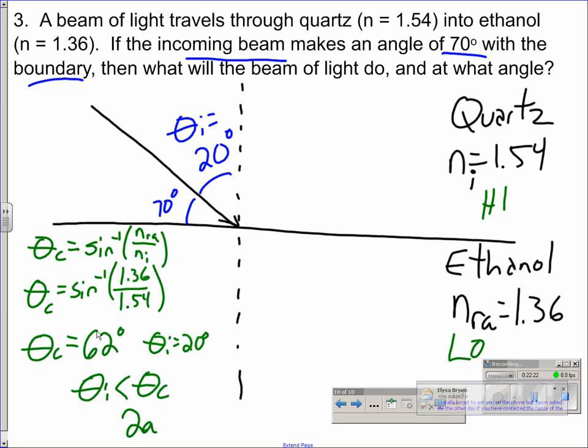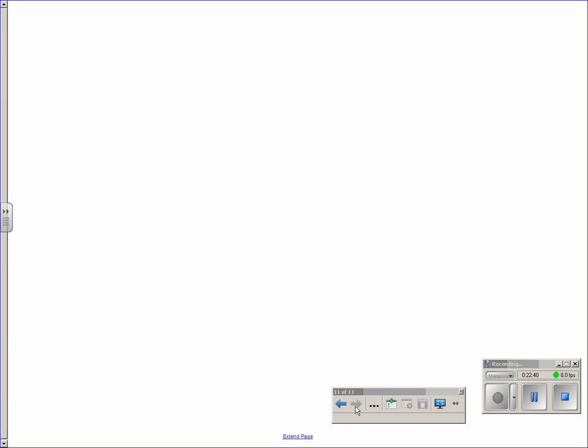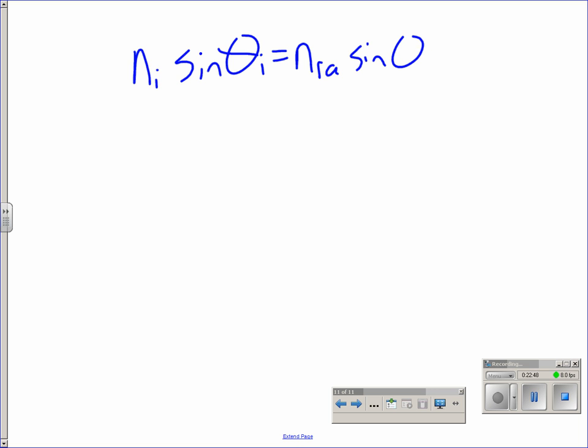If you flip back in your notes, you will see that option 2A is the one where your incident angle is less than your critical angle, and it tells you that you need to find your angle of refraction. So we're going to use Snell's law now. I'm going to jump ahead a page. Here's Snell's law: N_i sine theta_i equals N_ra sine theta_ra, and I'm going to plug in my numbers. My N_i was the quartz. I think that was 1.54. Is that right? Yes.